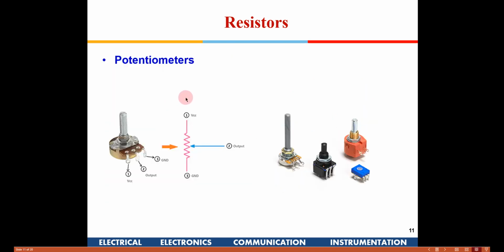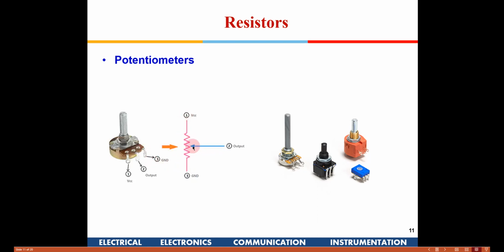But there could be requirements where we require a specific value of resistance. In those cases we use something known as potentiometers. A potentiometer has a resistor coil and a moving arm in between, from where you can tap the resistance.